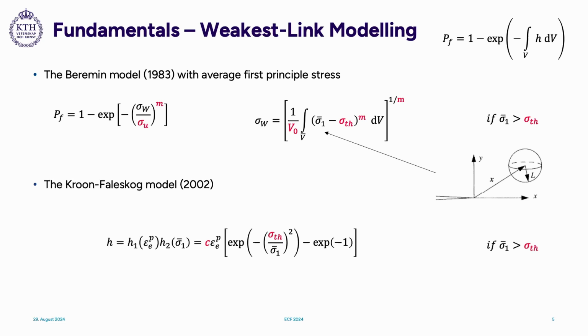The Faleskog model, which was developed in 2002, assumes that the strain cannot be neglected in these models. We think that these two steps, nucleating a microcrack and propagating the microcrack, are statistically independent, and hence the failure probability can just be multiplied in this case. Here we assume basically a linear function for the nucleation of microcracks. And this is now the function for the stress-driven part of the process. Again, we use the average first principal stress.